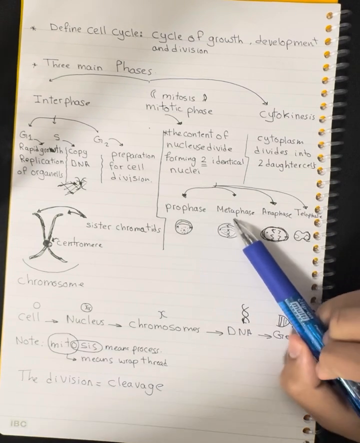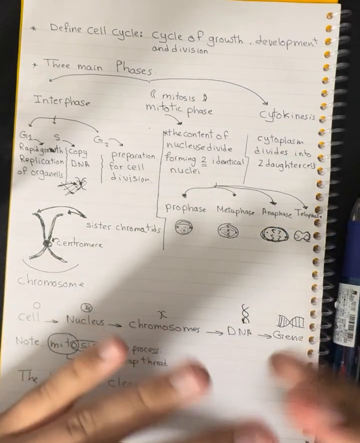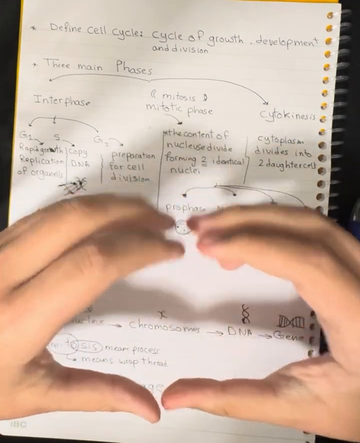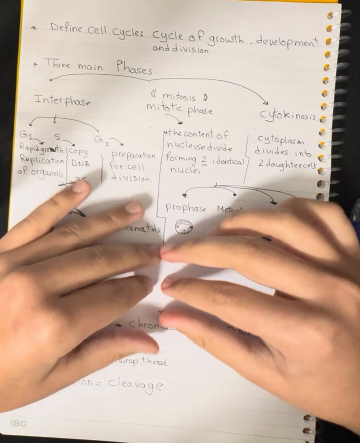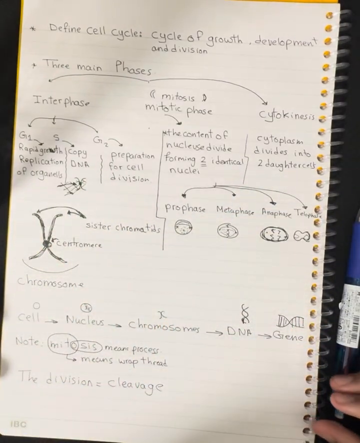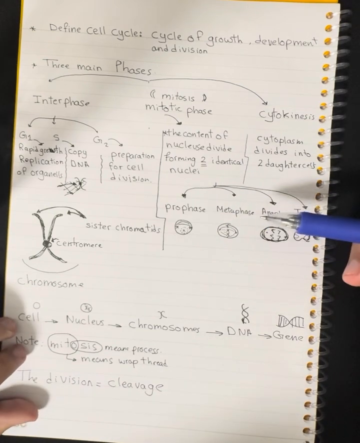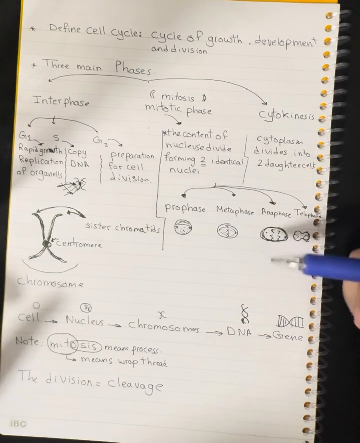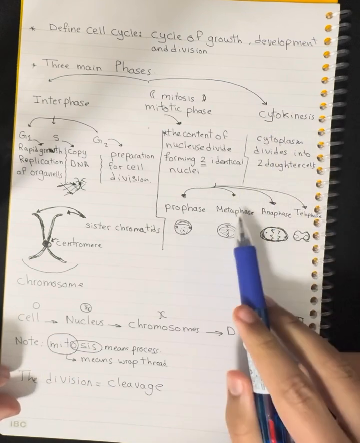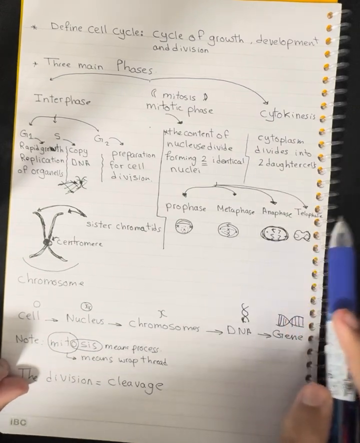So the second stage, metaphase. In metaphase, the chromosomes group up in the middle, the equator of the cell. Equator means the middle of the cell. It all lines up in a straight horizontal line. So in metaphase, chromosomes meet up in the middle, the equator of the cell, and they form a horizontal straight line, and that's metaphase.